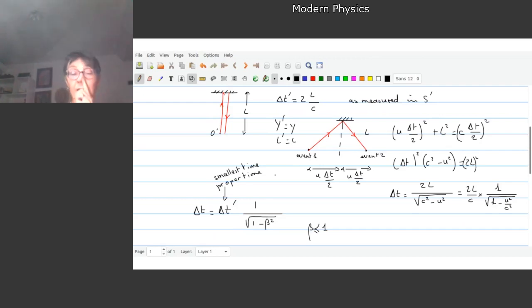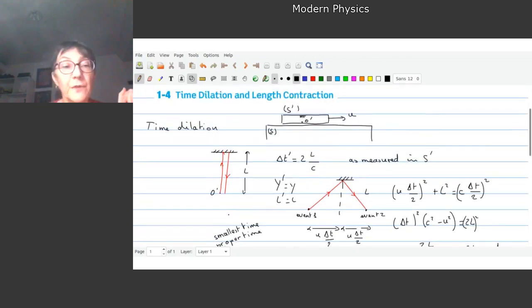And how do you know that this is the proper time? What is the difference between the way you measured this one and the way you measured this one? Here, to measure the two events, event 1 and event 2, they occurred at the same place, and I could measure the two events with one clock. Here, I needed two synchronized clocks to measure it.